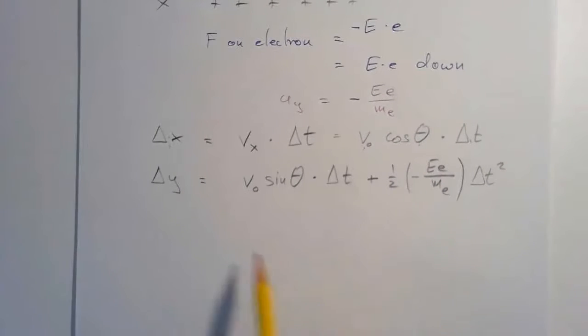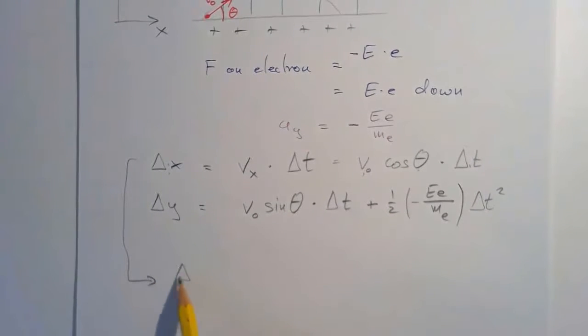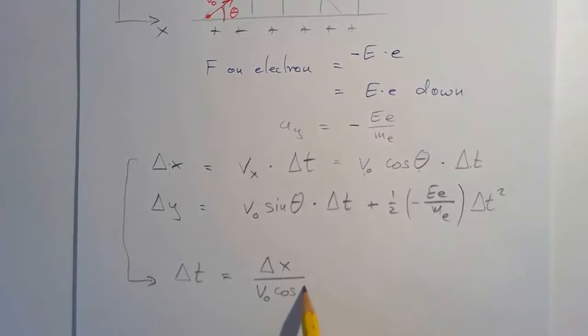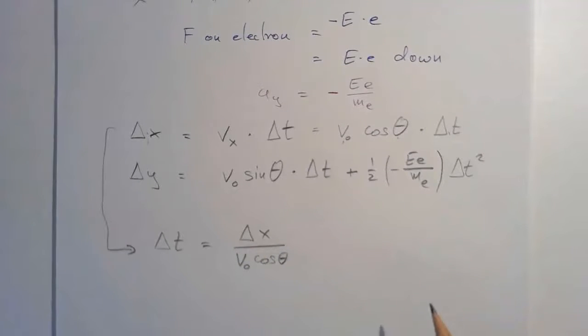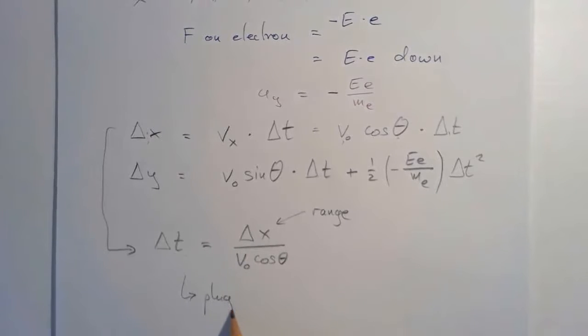Let me just write this out. From this one here, I'm going to get the delta t, right? We don't know from the beginning how long it's in flight, but we can write this as delta x over v naught cosine theta, and those are all known. This thing here is, let's call it, the range. Those ones are obvious, right? So then plug this into the equation for delta y.